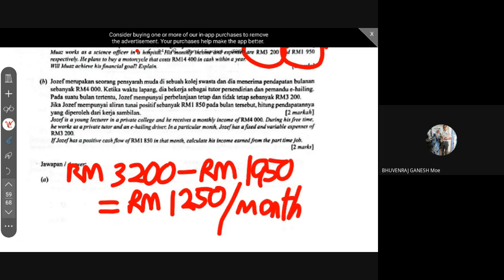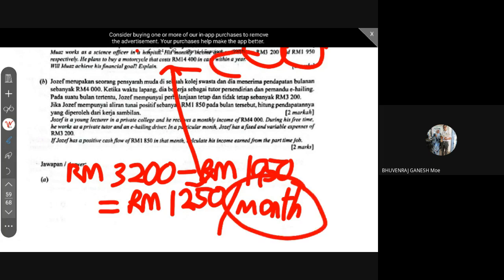Okay, so now I want to ask you, this is the goal. Can we directly compare this value with this value to determine whether he can achieve it or not? Can we directly compare? Eh? You sure? See carefully. I circle again. Month, year. That's why I must read the question carefully.